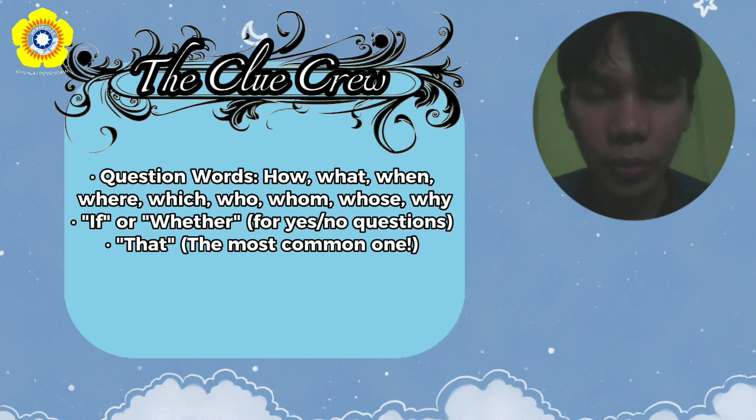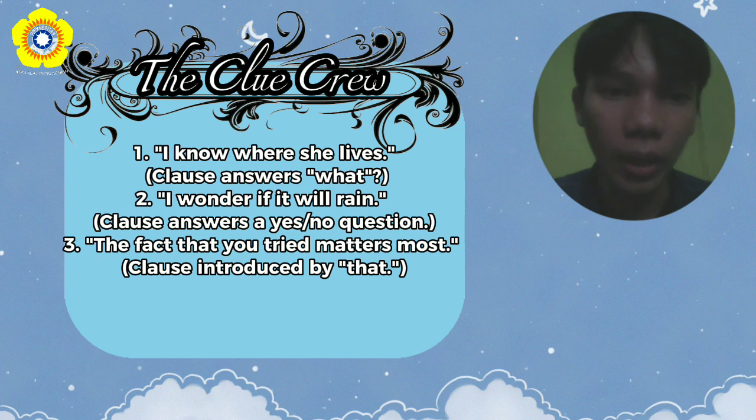Noun clauses love to introduce themselves with specific words. I call them the clue crew. If you see one of these words starting a clause, you're probably looking at a noun clause. The question words: how, what, when, where, which, who, whom, whose, why, if or whether for yes or no questions, and then that's the most common one. Let's see the clue crew in action.